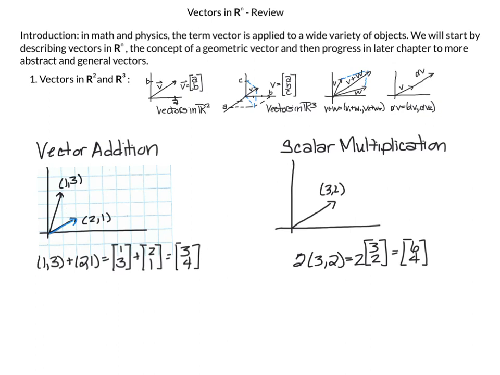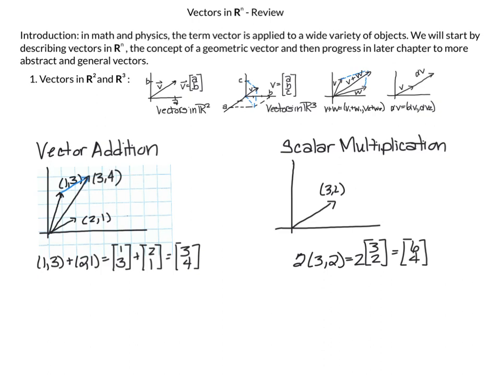What that is geometrically, so I've plotted my (1, 3) vector and my (2, 1) vector. Geometrically, I'm going to take this vector and move its tail to the head of the other vector. So basically I have this vector and then I add on my second vector, and the end point will be the vector (3, 4). So you can see that this geometric interpretation of putting the end of one vector at the beginning of the other vector, or vice versa, will give me the vector addition.